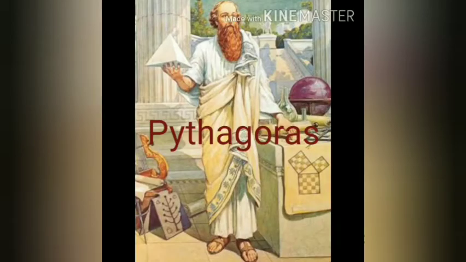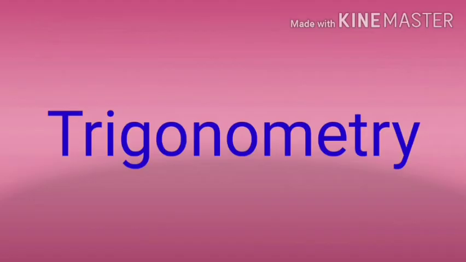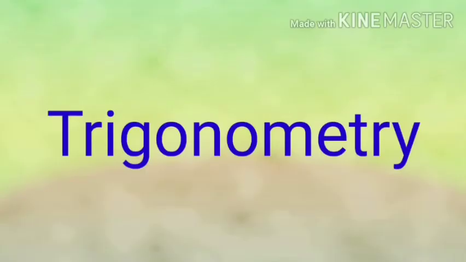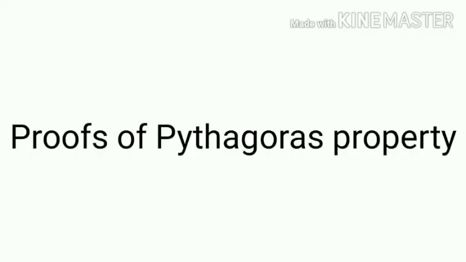The Pythagoras property was given by the ancient Greek mathematician Pythagoras. The right triangle is the most significant triangle since the relation between the sides and angles of a right triangle is the basis of trigonometry. Trigonometry is one of the most important and interesting topics which you are going to learn in your higher grades. There are many proofs of the Pythagoras property. Just one of the proofs we are going to discuss now.